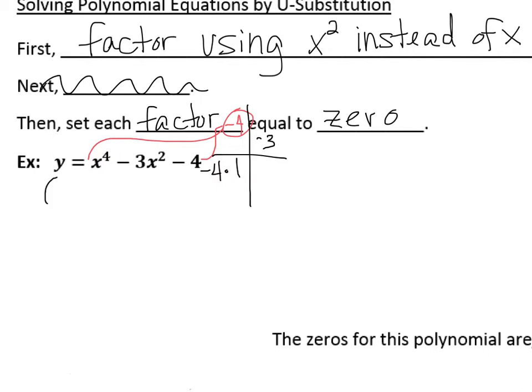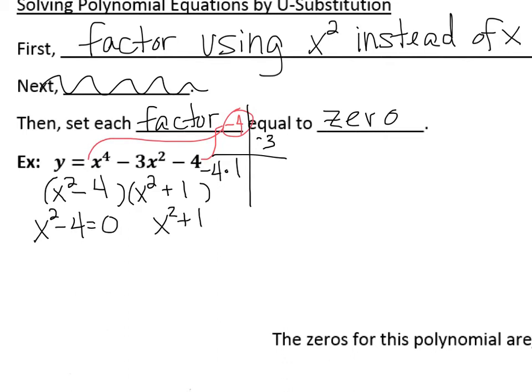So we'll put these directly into parentheses. So we start our 2 parentheses, we do x squared instead of x, and then one has the minus 4, and one has the plus 1 for the positive 1. So now we set each of these equal to 0. And we start solving for x.